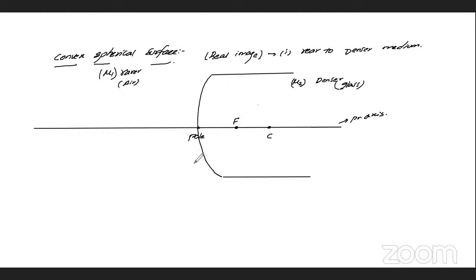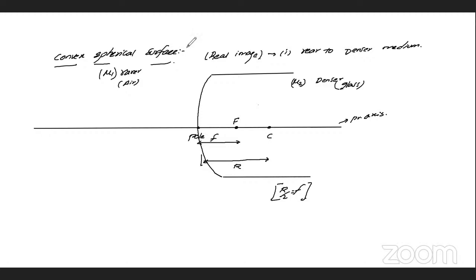And let's say the distance from the pole to the center of curvature is your radius of curvature R. From the pole to the focus, we call it your focal length. So half the radius of curvature is your focal length. I'll take it as small f for focal length. So these things you already know.